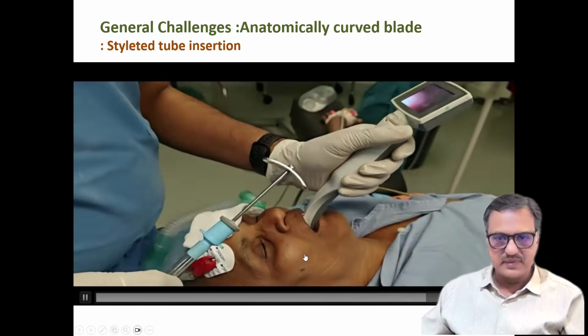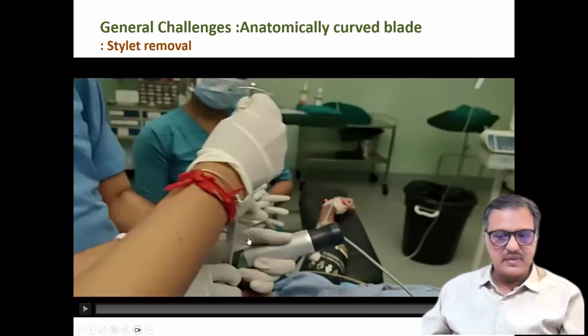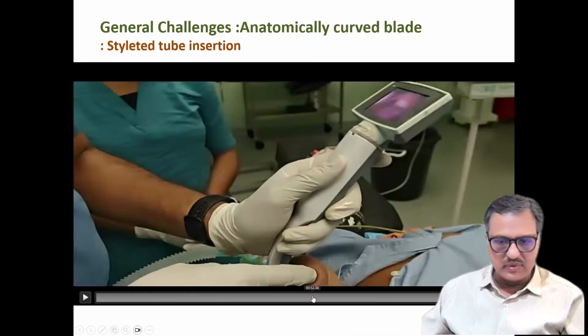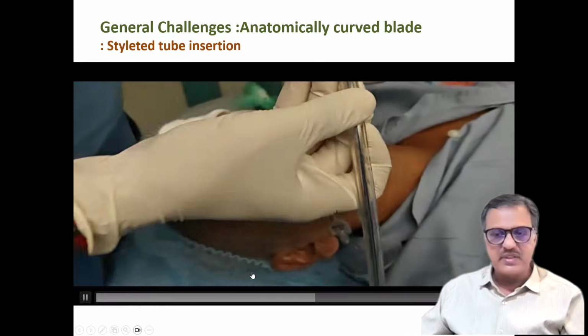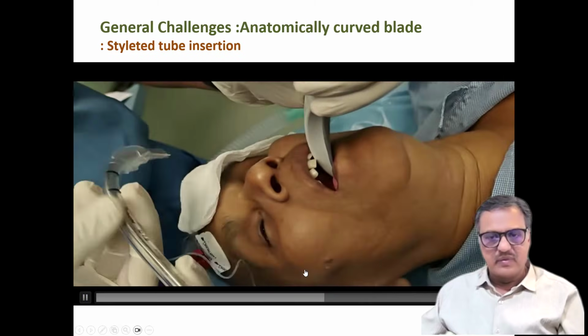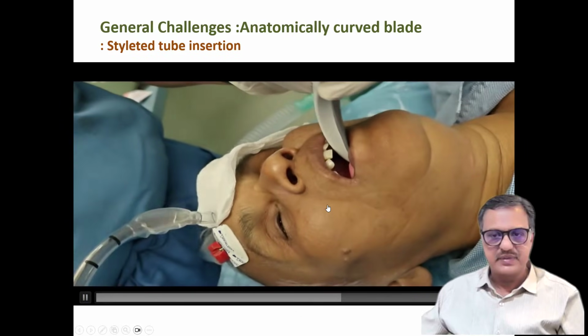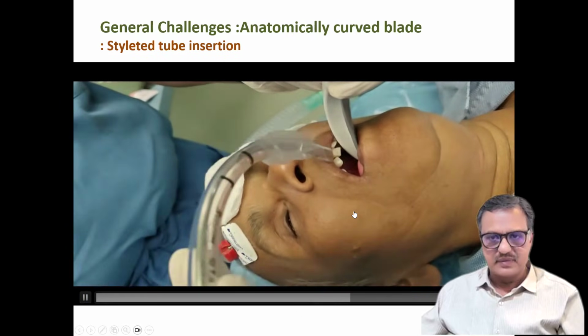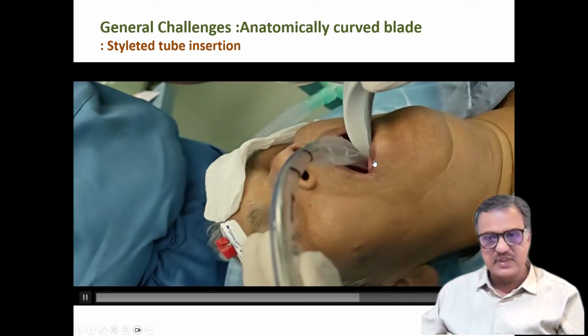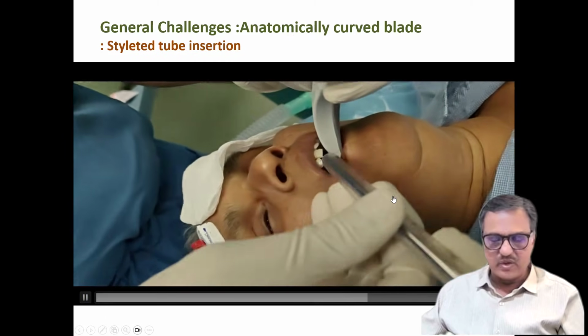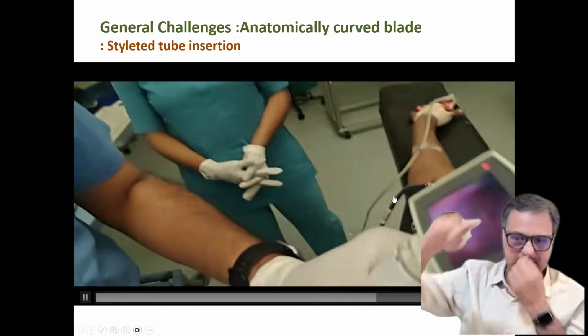Again repeating it, look. I am inserting the tube from the side of the mouth by generating the space. Generating the space, inserting it from the angle of mouth and then rotate it towards the larynx.